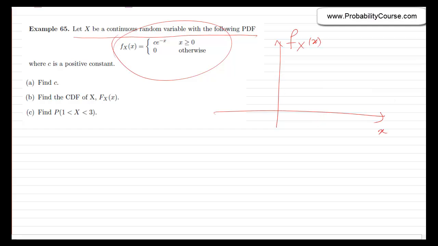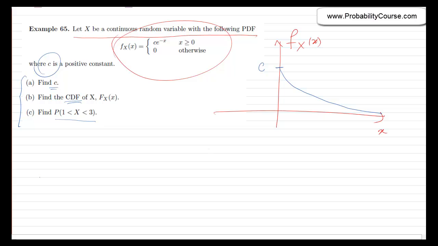If I put x equals 0, it becomes e to the minus 0, which is 1, so it becomes c. C here is a positive constant. And then it decreases exponentially as x becomes larger and larger. So my question for you is first to find c, and then find the CDF of my random variable x, and then find the probability that x is between 1 and 3. I suggest that you solve this problem before watching the rest of the video. Okay, let's look at the solution.